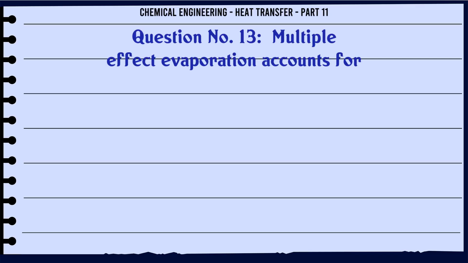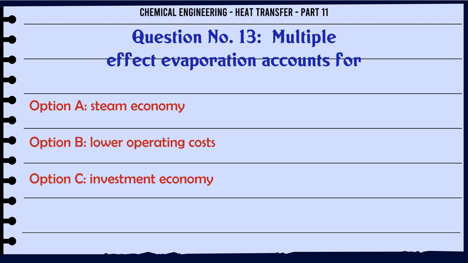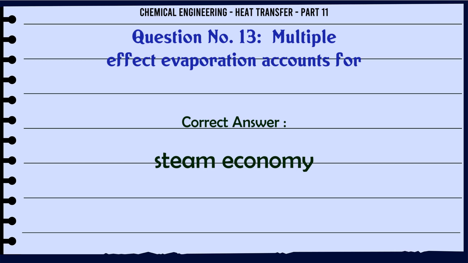Multiple effect evaporation accounts for A. Steam economy, B. Lower operating costs, C. Investment economy. D. None of these. The correct answer is steam economy.